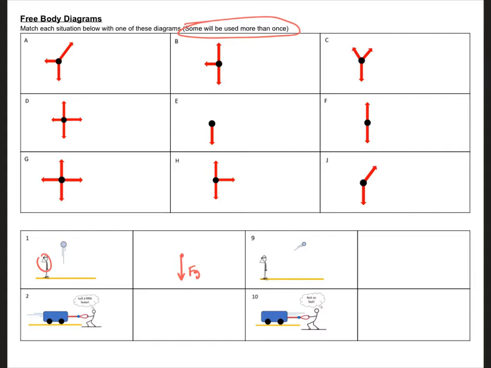You're going to be tempted to draw a force up because it's moving up. But just because it's moving up does not mean there's actually a force on it at this moment causing it to move up. So it's only the force of gravity.